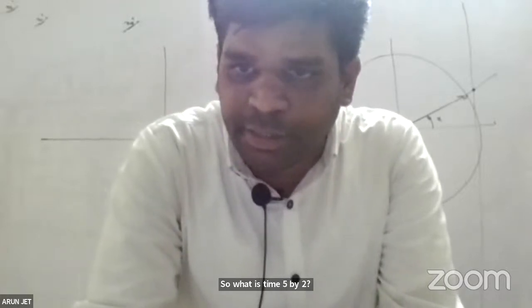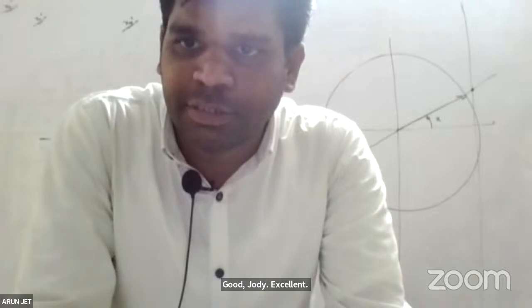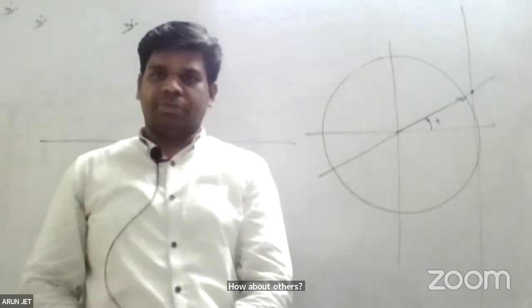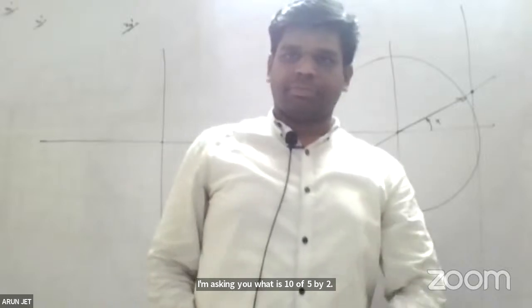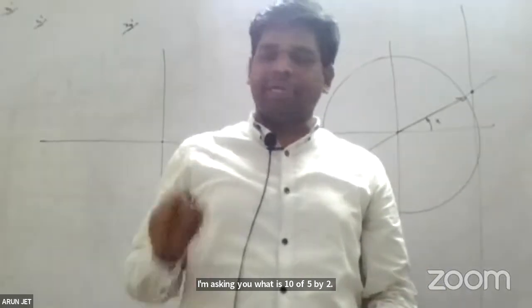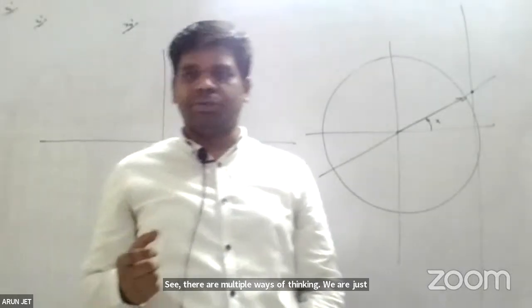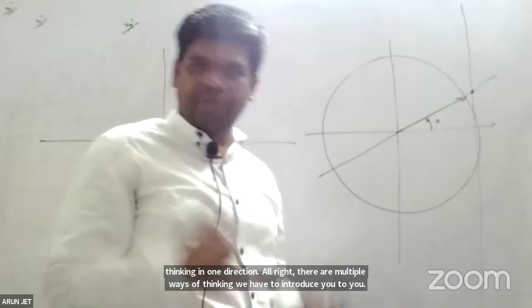Excellent, Bhavna, excellent. Good, Jyoti, excellent. Gayatri, excellent. How about others? I'm asking you what is tan of pi by 2? See, there are multiple ways of thinking. We are just thinking in one direction. There are multiple ways of thinking which I have to introduce to you. All right. Good. Not defined.